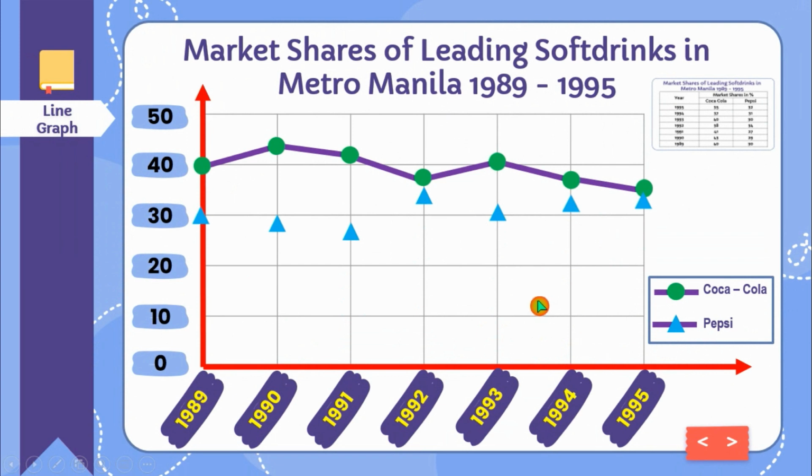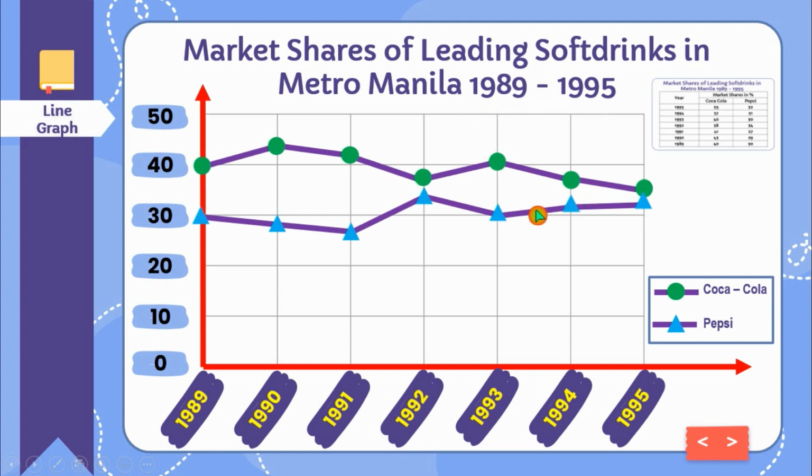Then, of course, after plotting the line graph for your Pepsi, connect it using the line segments, kasi hindi natin siya matatawag na line graph if you don't have line segments. Alright, so there. You're already done with the line graph based from the market shares of leading soft drinks in Metro Manila during the 1989 to 1995.